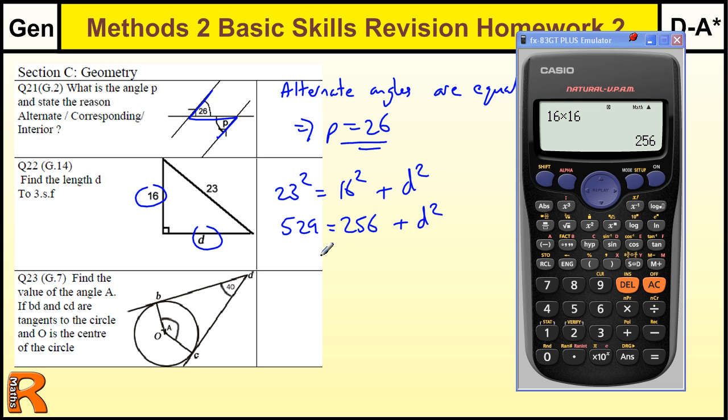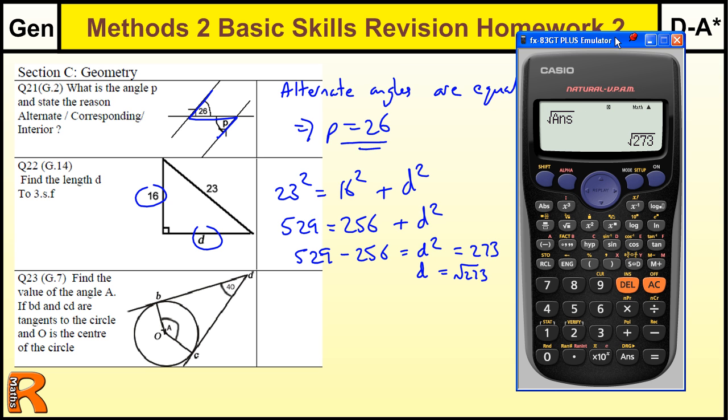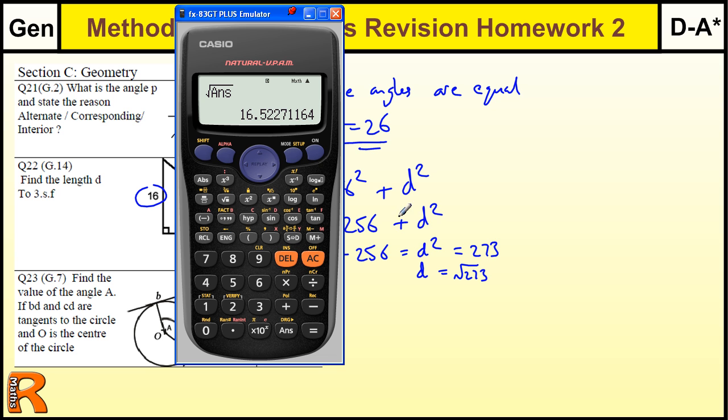Now this is where most people make a mistake. Because this is the largest side, we need to subtract the 256 from 529. So 529 minus 256 is equal to D squared. So we need to do 529 minus the answer. So that's equal to 273. So D is the square root of 273. Square root of the answer. And that's in the third form, but to three significant figures, we'd have 16.5. First, second, third significant figure.